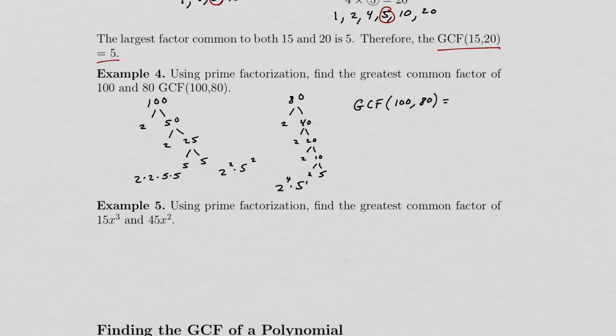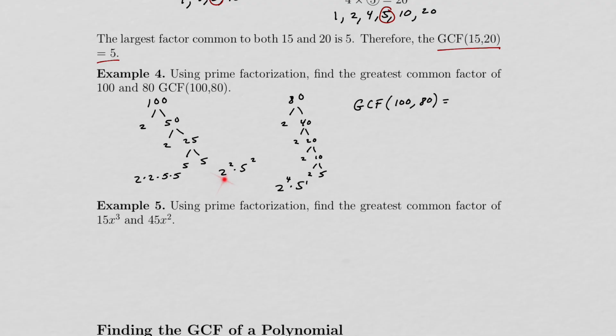Well, remember, for lowest common multiple, we took each factor, either the 2's or the 5's, the greatest number of times, with the largest exponent that it occurred, and we found the product. For the greatest common factor, it's the opposite. We take each factor the least number of times it occurs, and we find the product.